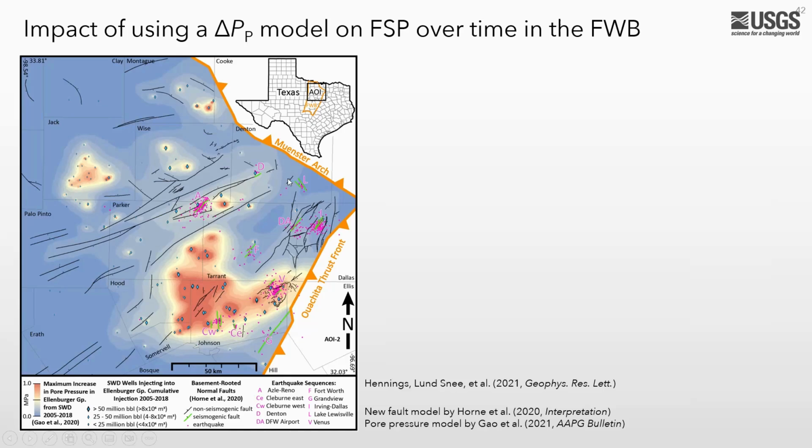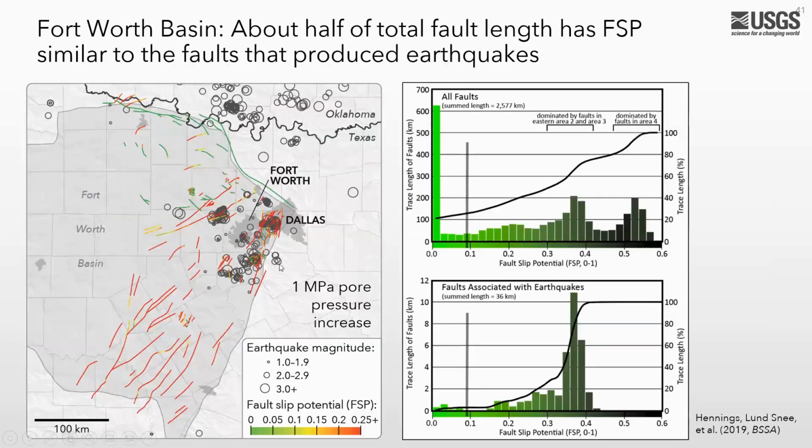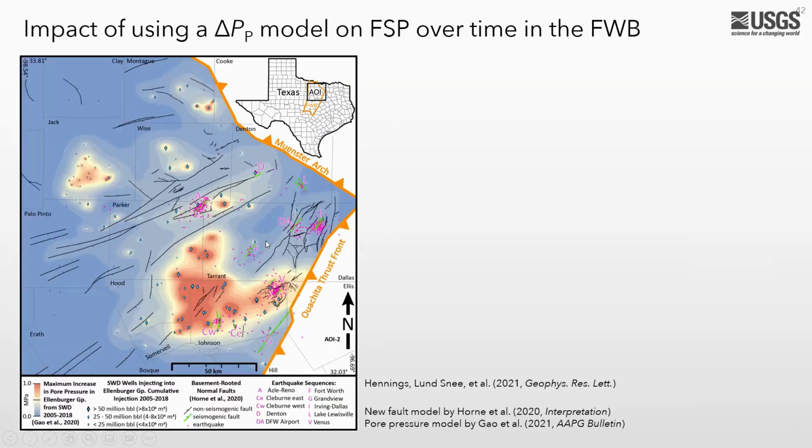They're labeled by the name of the sequence. The green lines are the faults that those earthquakes happened on. And you see, as I showed this one earlier, this is not a large pore pressure increase for the most part. 1 megapascal is about 145 psi. And actually, a lot of the earthquakes are happening in places where there's not even that much pore pressure increase. And you'll note that there's quite a few faults here that have experienced a pore pressure increase but have not had earthquakes, even though there's a lot of red faults on the map.